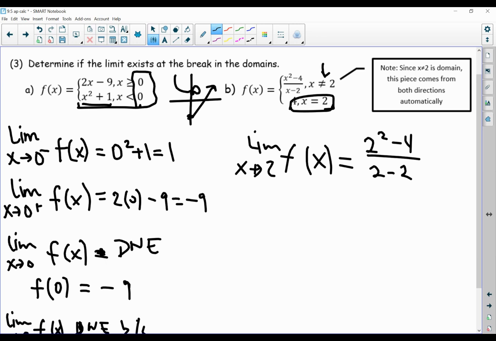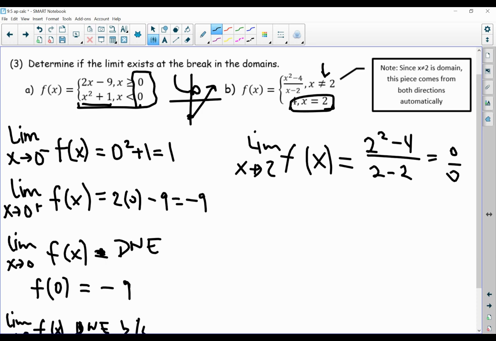Uh-oh, team. If we look at what we get, I end up with 0 over 0. Does that mean the limit does not exist? Dramatic pause. No, it means we need to do some work, okay? So when you get 0 over 0, you don't just say, oh, the limit doesn't exist. 0 over 0 means, oh, I've got to do something to see if it exists.